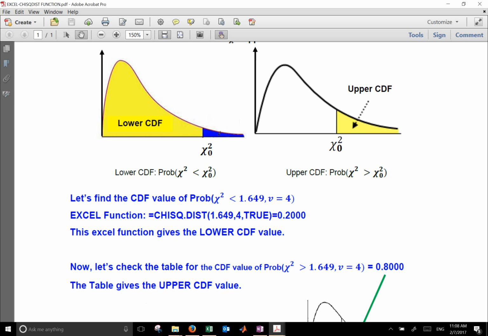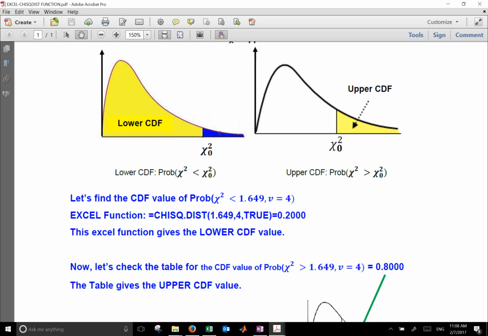First, probability cannot be greater than 1. Now we have a location, 1.649. This is my location. Lower CDF is 0.2. That means this area is 0.2. This area is also the probability that chi-square is less than 1.649 when the degrees of freedom equals 4.